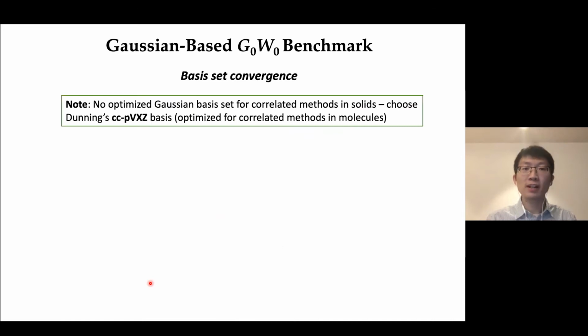Now, I want to show you some benchmark results for our methods. First of all, because we're using a Gaussian basis set, it's definitely important for us to look at the basis set convergence. And the special note here is that, as far as I know, there is no really optimized Gaussian basis set for doing correlated calculations like GW in solids. So instead, we just choose Dunning's cc-pVXZ basis developed for molecules, which is regarded as one of the gold standard basis sets for quantum chemistry.